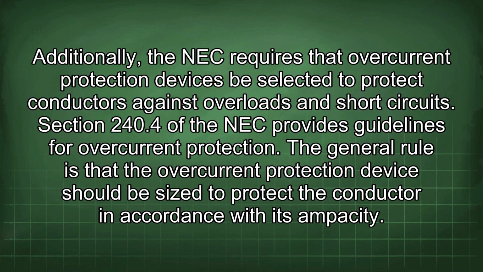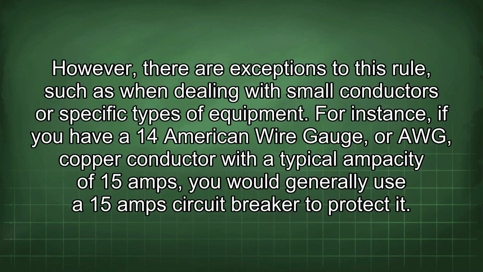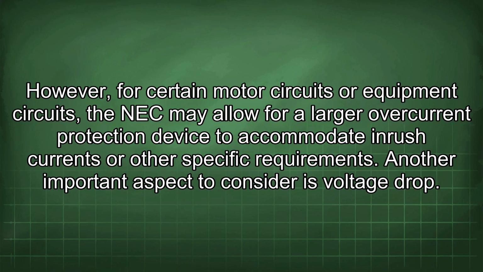The general rule is that the overcurrent protection device should be sized to protect the conductor in accordance with its ampacity. However, there are exceptions to this rule, such as when dealing with small conductors or specific types of equipment. For instance, if you have a 14 American wire gauge, or AWG, copper conductor with a typical ampacity of 15 amps, you would generally use a 15 amp circuit breaker to protect it. However, for certain motor circuits or equipment circuits, the NEC may allow for a larger overcurrent protection device to accommodate inrush currents or other specific requirements.